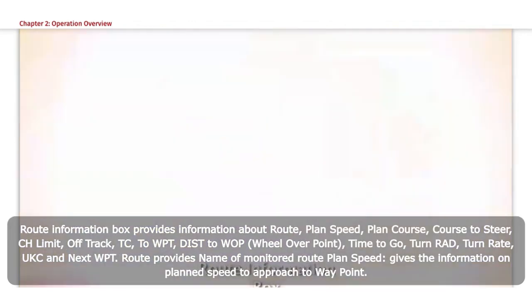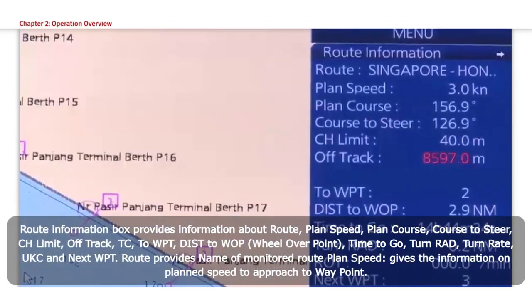Route information box. The Route information box provides information about route, plan speed, plan course, course to steer, CH limit, off track, TC to WPT, DIST to WOP, wheel over point, time to go, turn RAD, turn rate, UKC, and next WPT.